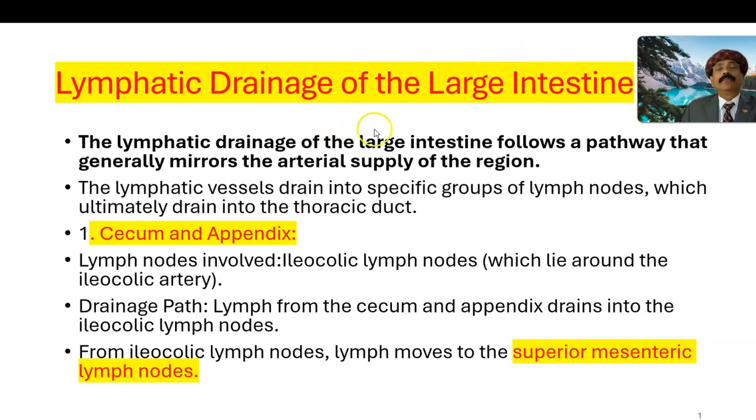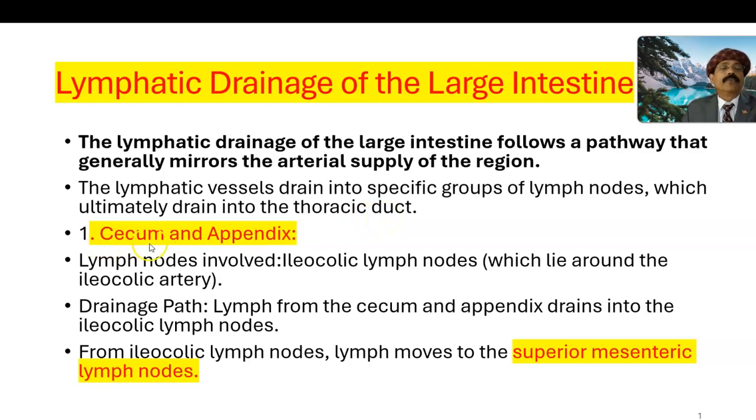Today I will discuss lymphatic drainage of the large intestine. The lymphatic drainage of the large intestine follows a pathway that generally mirrors the arterial supply of the region. The lymphatic vessels drain into specific groups of lymph nodes, which ultimately drain into the thoracic duct.